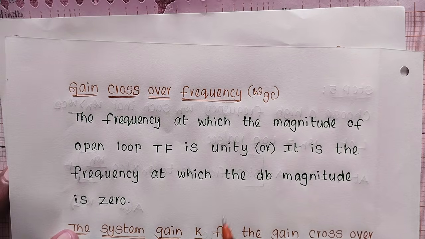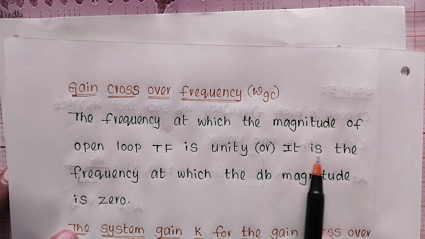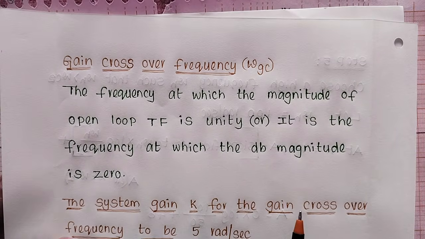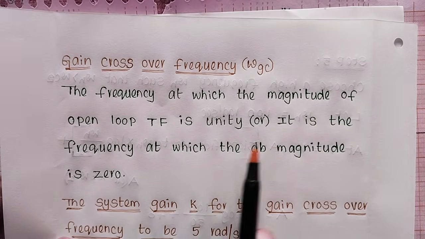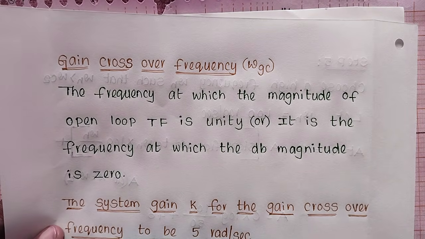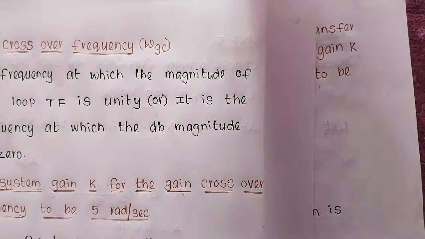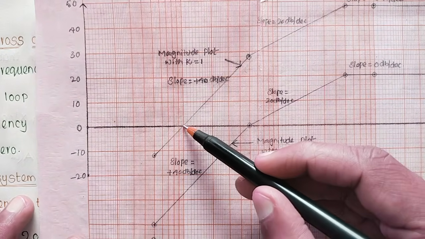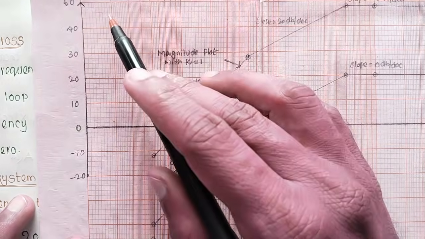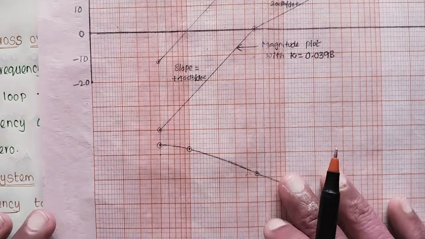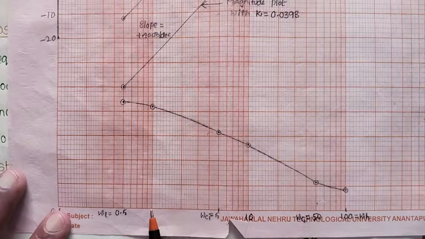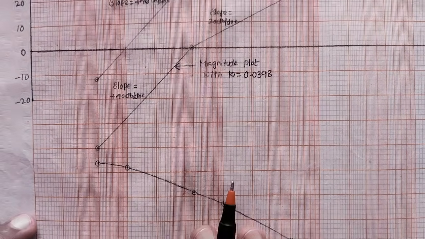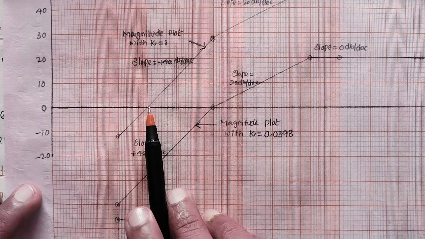But here we have the magnitude in decibels. So that's why there is another definition: it is the frequency at which the dB magnitude is 0. In terms of decibels, if the magnitude is 0, then the corresponding frequency is called the gain crossover frequency. By seeing this curve, we can say what the gain crossover frequency is. At this point the magnitude is 0, so the corresponding frequency is 1. So at 1 radians per second the magnitude in decibels is 0.